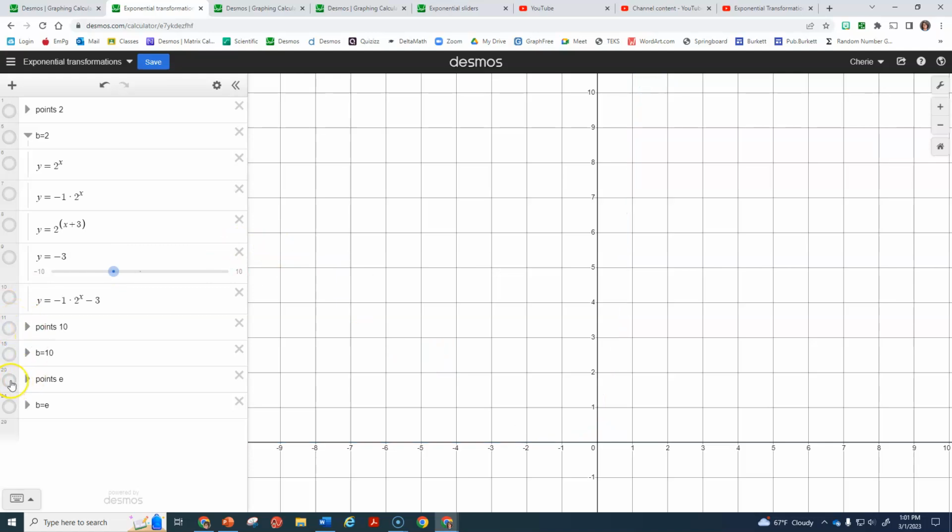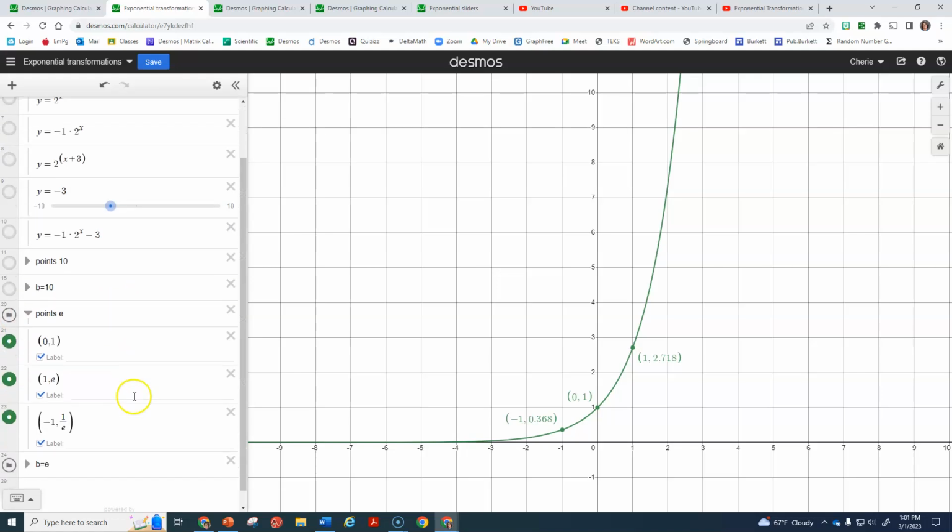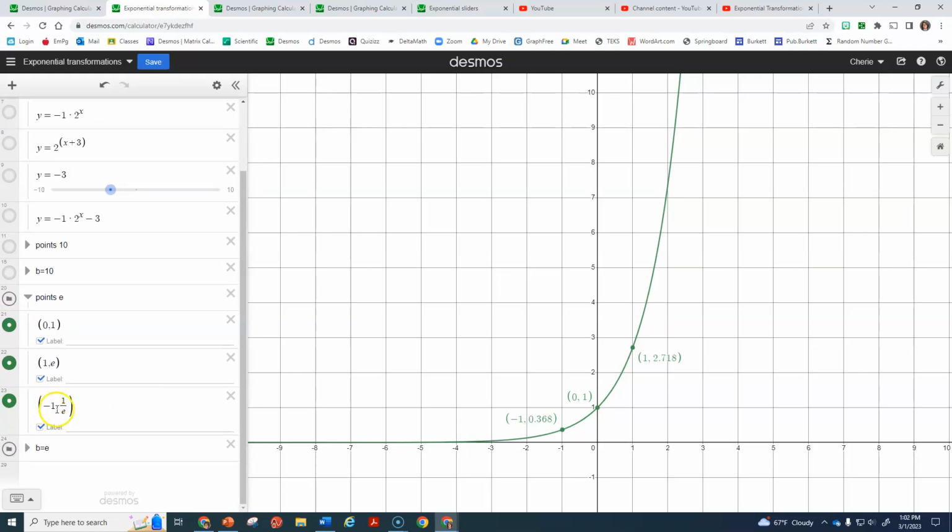Turn that one off, and you can see the e function. There's the 3 points. That's 1 comma e, and e is 2.718. There's the 0, 1. And then this is what I showed you, I told you I would show you just a minute ago. If you look at this, I can show you how I actually have it typed in. I have it typed in as negative 1 comma 1 over e. Well, you do 1 divided by 2.718, and evidently you get 0.368. But those are still those same 3 graphs.